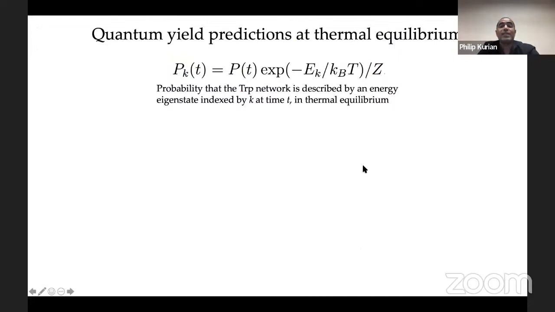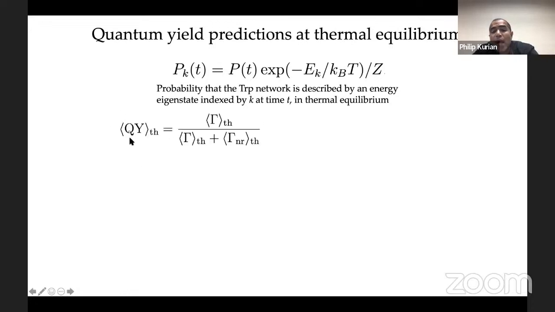So here are our predictions. These were predictions that we made at thermal equilibrium. And you can write this using the Boltzmann distribution, where the probability that the tryptophan network is described by an energy eigenstate indexed by K at time t. And this is in thermal equilibrium. So we're choosing an environment that is extremely hostile to the maintenance of quantum effects.